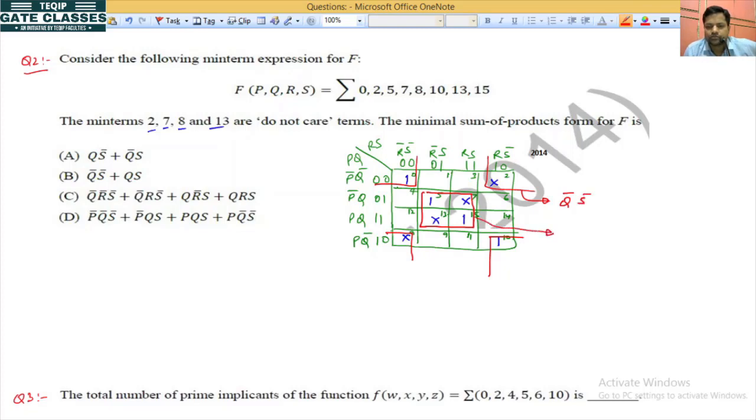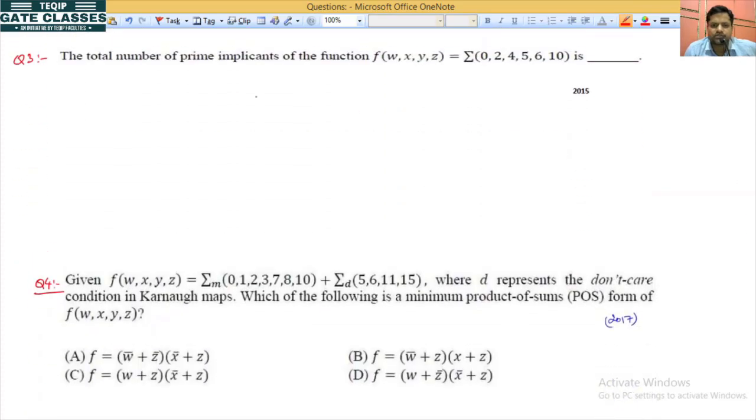So now I am going to write for this quad. So it will be P bar Q, PQ. So Q is common. Now from above, R bar S, RS. So S is common. What will be the answer? The answer will be Q bar S bar plus QS. Which option is it? B option. B option is correct.